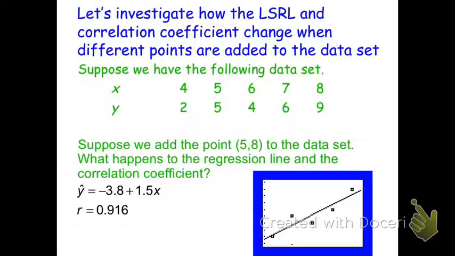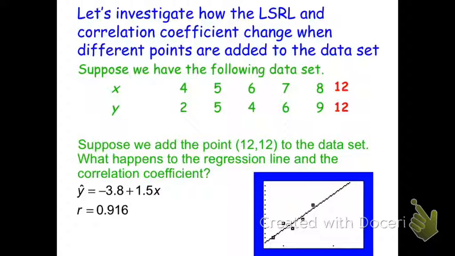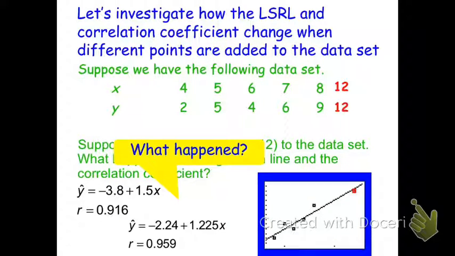So here's my data, just 4 through 8, 2 through 9. We don't have any context for this, but this is just a scatter plot with a positive slope and a strong positive correlation. If I added the data point 5, 8, what happened to my correlation? It got weaker. Did it change my slope too? What happened to my slope? It got smaller. If I added the point 12, 12, what happened to my correlation?